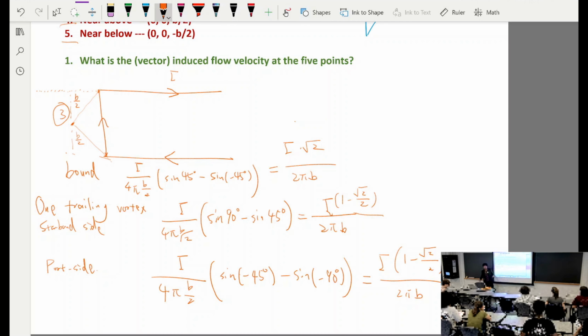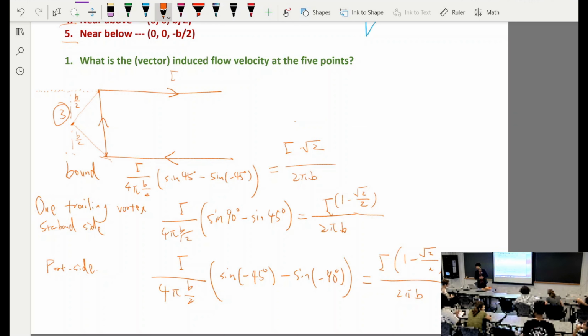As a result, the velocity points this way or that way? Out, right? Out is the positive z direction. So ahead of the airplane, the velocity goes upward. That's exactly what we saw in the wind tunnel test.